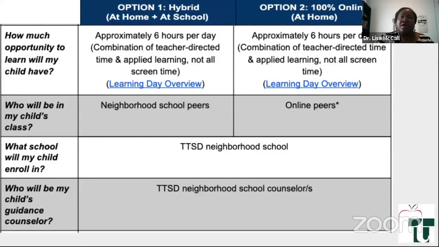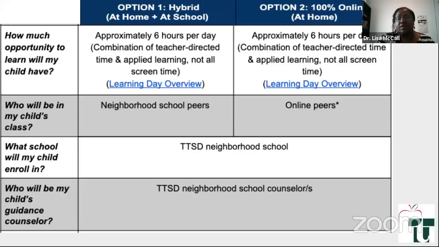Okay, so again, questions from folks is how much opportunity to learn will my child have? So again, in these conversations, we are working towards the goal of approximately 6 hours per day, which will be a combination of teacher-directed time and small group applied learning, as well as individual work that needs to be done on a daily basis. But it will not all be screen time. And that's true regardless of whether you choose the hybrid model or whether you choose the online model.